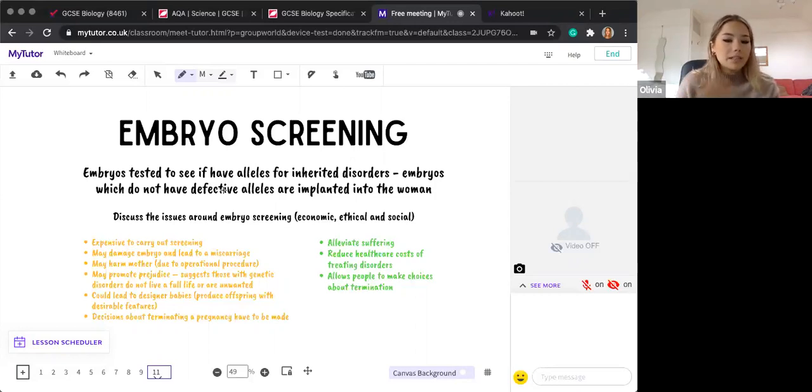So it's good because, for example, if we're screening for cystic fibrosis, and parents were carriers for the cystic fibrosis gene and they didn't want their child to have cystic fibrosis, they could undergo embryo screening and therefore avoid having it, which is really good.